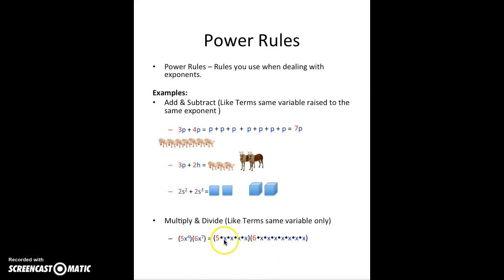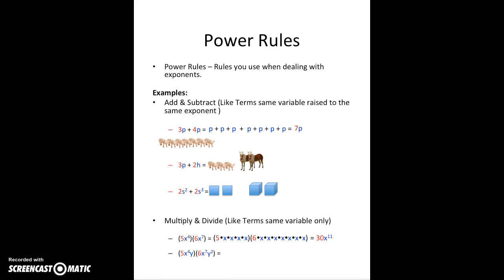And then if we look at our x's, we have x times x times x and so on. We have 11 x's being multiplied by itself, or x being multiplied by itself 11 times, which is the same as x to the 11th power. So our coefficients will multiply and our exponents in this case, 4 and 7, will add to give us 11.